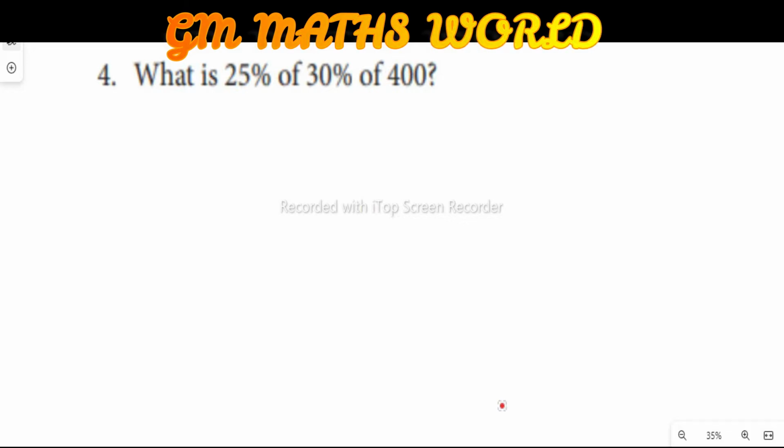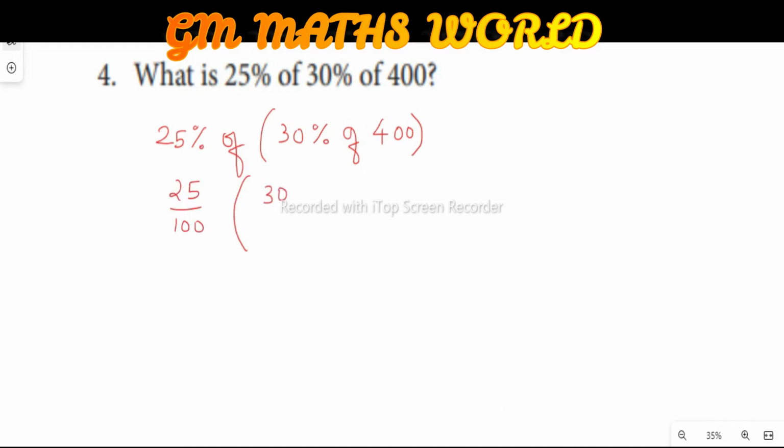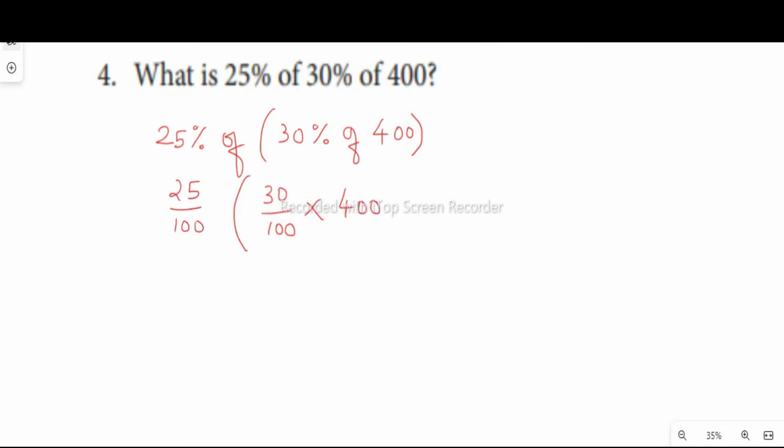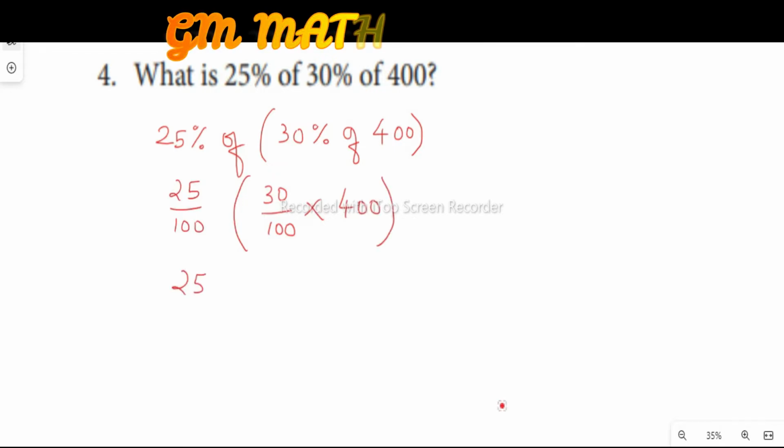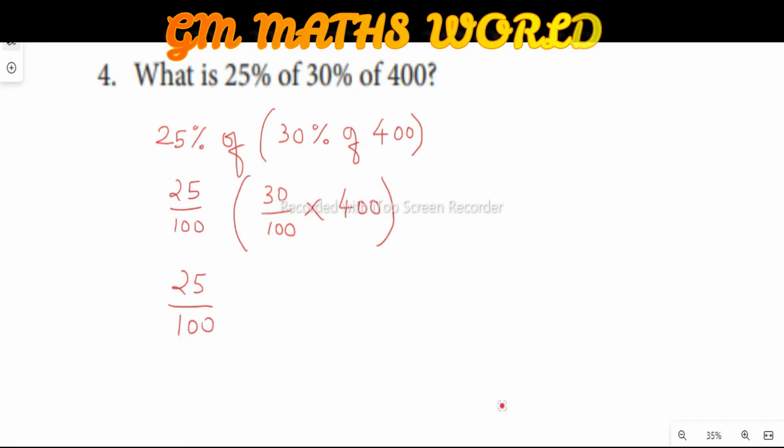What is the 25% of 30% of 400? So first of all we write it in the form of the percentage of two parts. First is 30% of 400 we have to find, and after getting 30% of 400 we should find 25% of the answer of 30% of 400. So 25% of 30% of 400 is equal to 25% of 30 by 100 into 400. So 30 by 100 into 400 is 30 into 4.